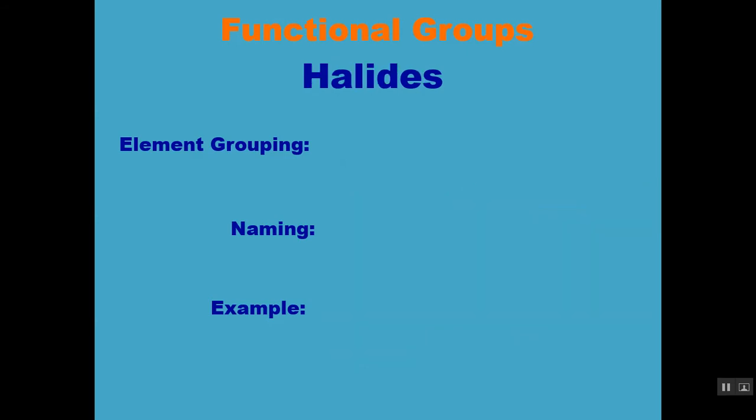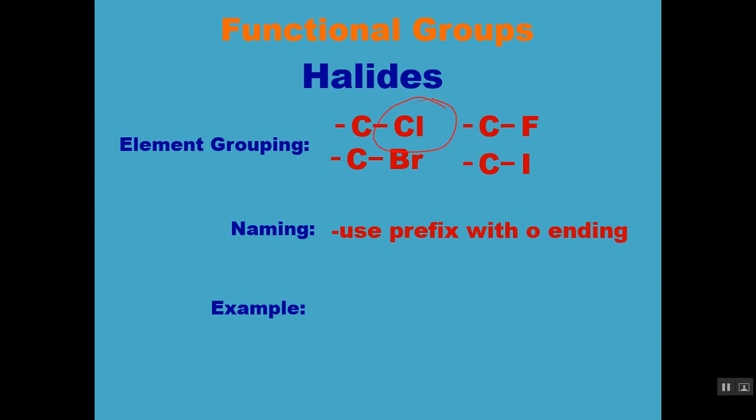All right, so let's continue on. Halides, or organohalides is oftentimes what they're called. And that just simply means that we have a halogen attached at one end of the molecule. How would we go about naming it then? It would simply be by using a prefix with an O ending. For example, by saying something like chloro or bromo or fluoro or iodo, simply to identify that we've got that in the molecule. Much like what we did when we identified methyl and ethyl and so on in functional groups.